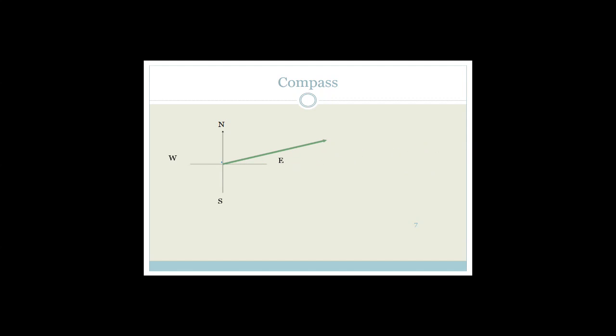And what we do is we measure a vector with respect to one of these cardinal points. So, for example, this would be saying that we've got 30 degrees north of east. In other words, we are at east and then we're measuring up 30 degrees. Or we've got 30 degrees east of south. In other words, from the south, we are going across by 30 degrees. Okay, so we're 30 degrees east of south.